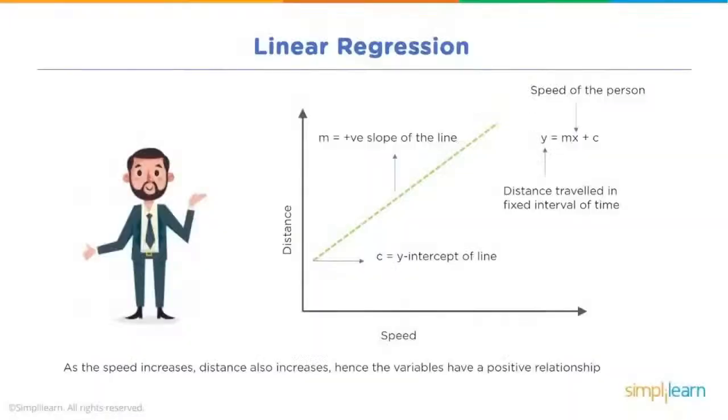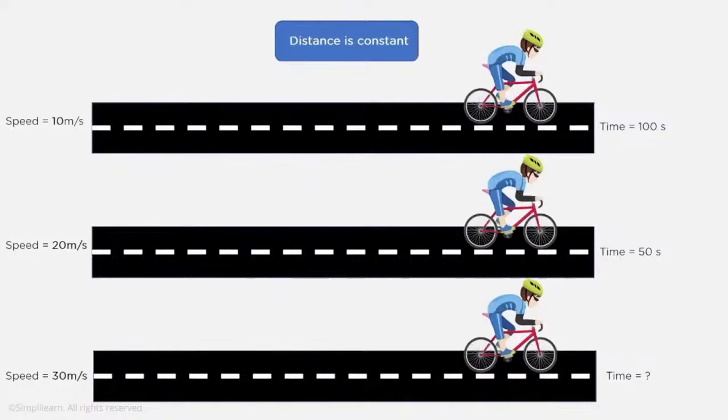So in a linear regression model, we have our distance to the speed, and we have our m equals the slope of the line. And we'll notice that the line has a plus slope. And as the speed increases, distance also increases, hence the variables have a positive relationship. And so your speed of the person, y equals mx plus c, distance traveled in a fixed interval of time, and we could very easily compute, either following the line or just knowing it's 3 times 10 meters per second, that this is roughly 102 kilometers distance that this third bicyclist has traveled.